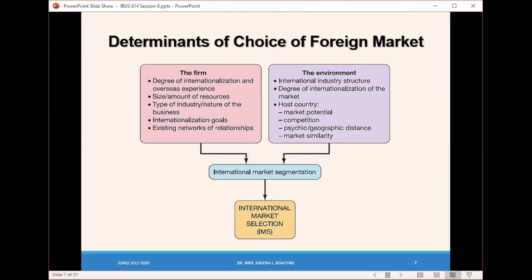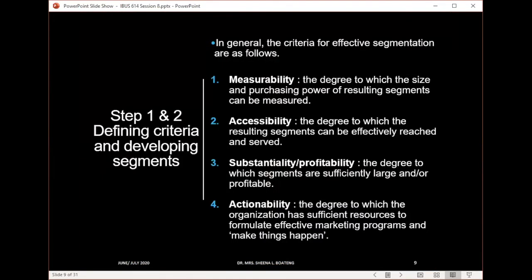So Bikoma, does it make sense? Awesome. Okay. So in continuation with steps 1 and 2 that we're talking about, in general, the criteria for effective segmentation, like I said, should consider the following. The first one being measurability. Now, measurability here refers to the degree to which the size and purchasing power of the resulting segments can be measured. As marketers, we can't afford to be playing guessing games. You need to be able to adequately have figures to justify why you are selecting a particular segment.